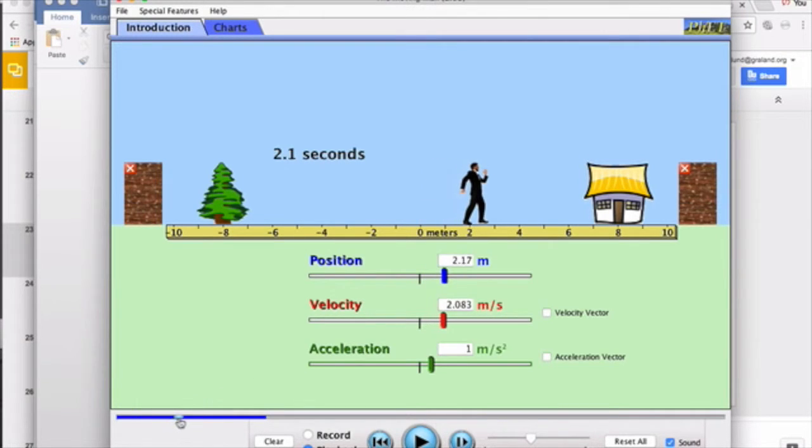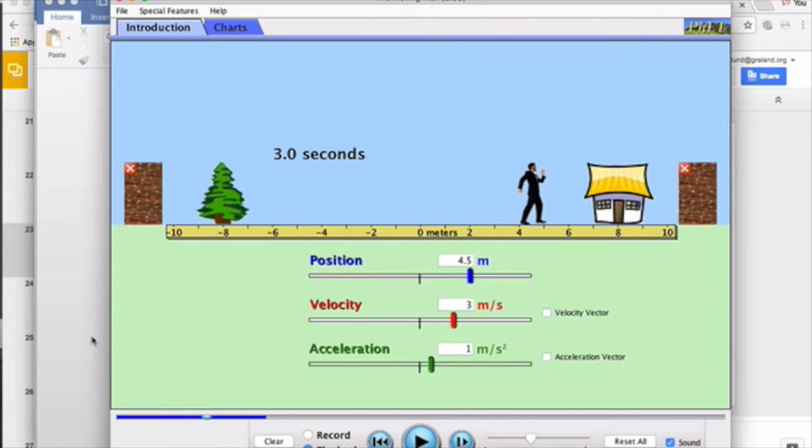After 2 seconds, the velocity is 2. After 3 seconds, the velocity is 3. So starting from rest at a velocity of 0, what 1 meter per second squared means is that every second you're getting faster by 1 meter per second.